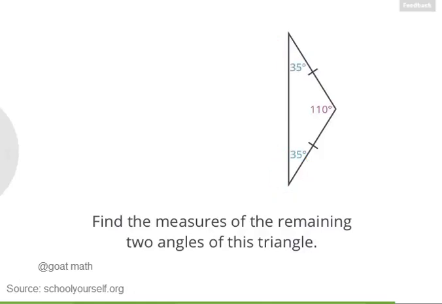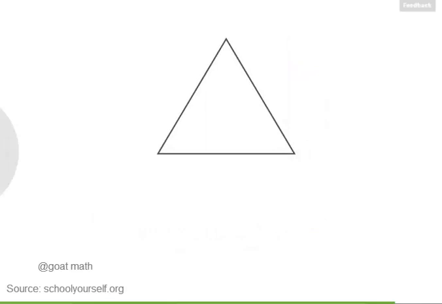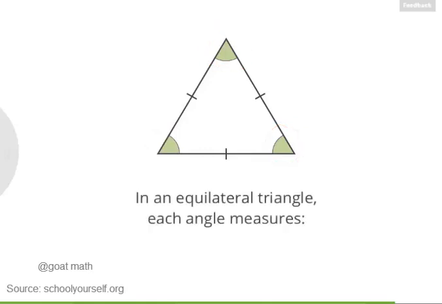Let's try one last example. Here's an equilateral triangle, meaning all three of its sides have the same length. Now because these two sides have the same length, that means the angle opposite this side has the same measure as the angle opposite this side. Similarly, because these two sides have the same length, that means the angle opposite this side has the same measure as the angle opposite this side. So in an equilateral triangle, all three angles have the same measure. So in any equilateral triangle, what's the measure of each angle?